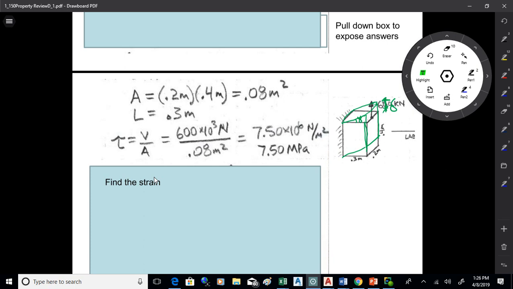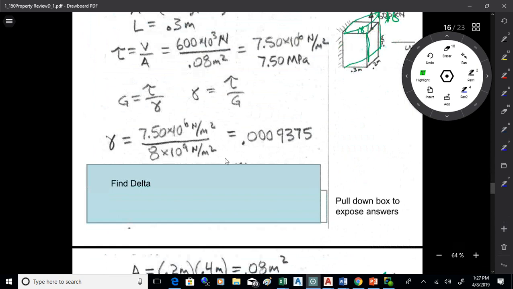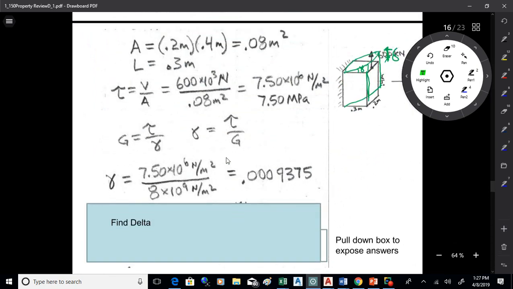Megapascals for the stress. You get the strain. Use the modulus. Just be sure you're using the proper modulus to get the strain. So 0.000975 for the strain. And that by the length gets you the delta.